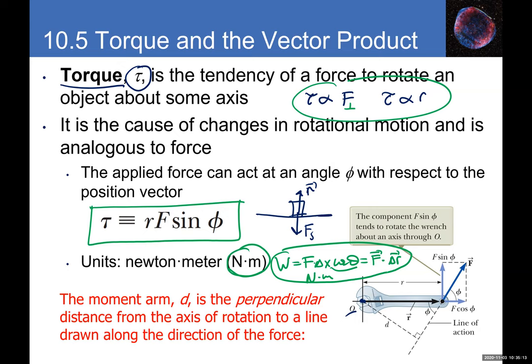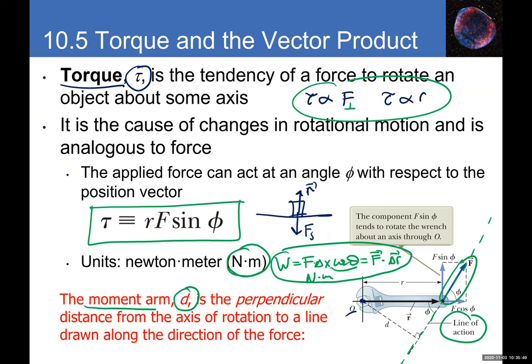In any case, what we have here is this quantity D, which we call the moment arm, and it is the perpendicular distance from the axis of rotation to a line drawn along the direction of the force. So how do we know, for example, if the force is effective in rotating? The easiest way is this: you take the force and draw a line, which we call the line of action of the force.